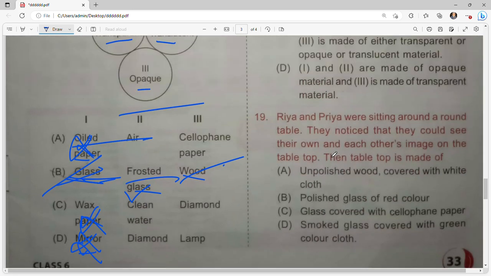Next question, question number 19 says that Riya and Priya were sitting around a round table. They noticed that they could see their own and each other's image on the tabletop. The tabletop is made of: unpolished wood covered with white cloth, polished glass of red color, glass covered with cellophane paper, or smoked glass covered with green color cloth. The correct answer for your question number 19 is option B, which is polished glass of red color, which acts as a mirror, and hence Riya and Priya are able to see their image on the tabletop. Correct answer for 19 is option B.